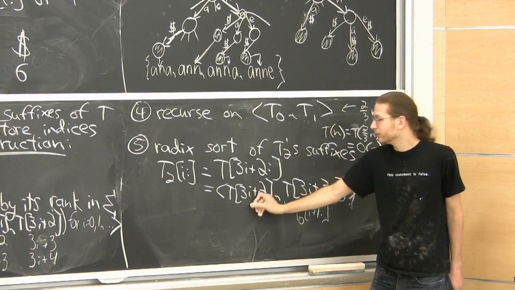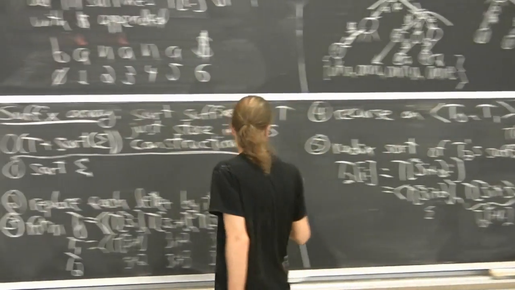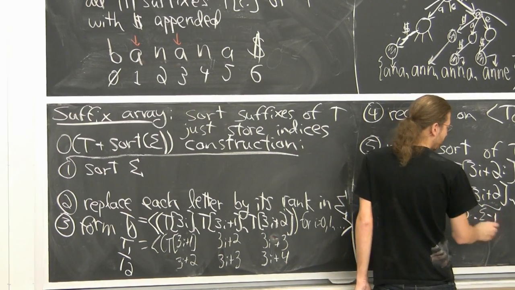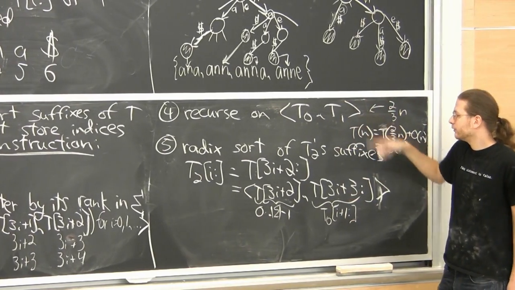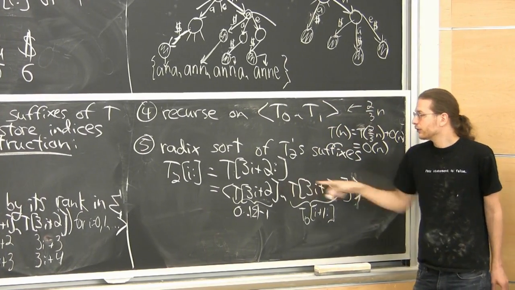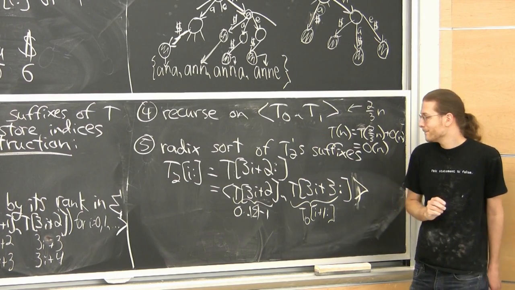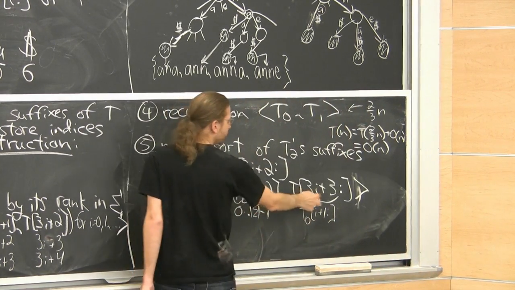There's a single character from sigma here, and then this one, which we've already reduced down to an integer between 0 and sigma minus 1. You can do the same thing with these recursive values. So you've just got 2 small values. You can radix sort them in linear time. And then we will have sorted the T2 suffixes because we already knew the order of these.